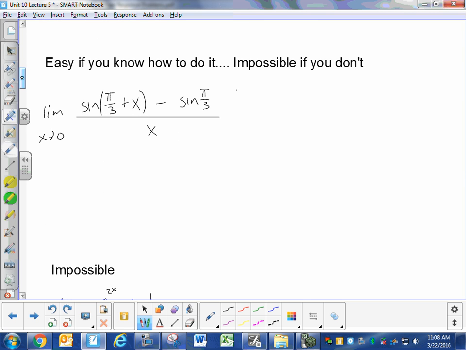Now, this one is easy to do if you know how to do it. But it's impossible. There's no algebraic manipulations that you can do if you don't know how to do it. We did these actually not too long ago in Unit 6. You have to remember the definition of a derivative, right? This is essentially asking us, what is the derivative of the sine of x when x equals pi over 3?